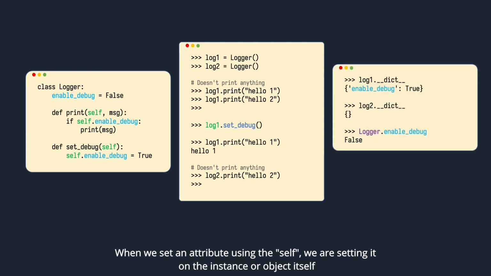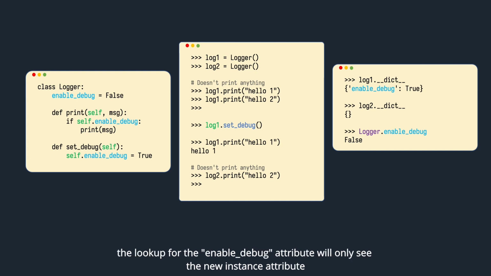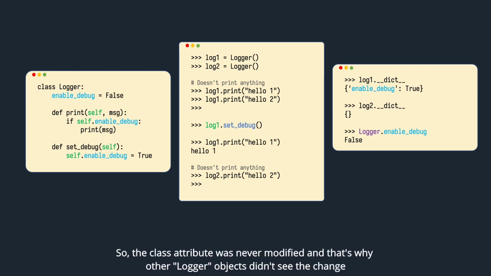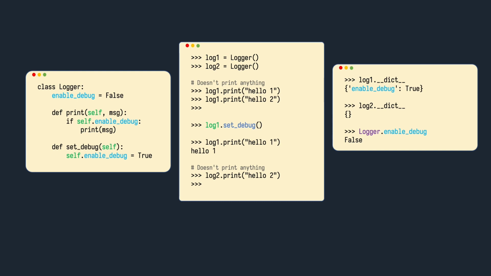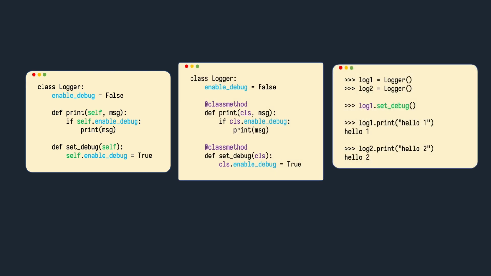When we set an attribute using the self, we are setting it on the instance or object itself. This means we are creating a new entry in that object's instance dictionary. On subsequent calls to the print method through that object, the lookup for the enableDebug attribute will only see the new instance attribute. It won't see the class attribute. So, the class attribute was never modified, and that's why other logger objects didn't see the change. Instead, we should make it a class method and modify the class attribute directly. We should make the setDebug method also a class method. The class attribute is shared by all instances of that class, and thus all instances will see any changes to the class attribute.